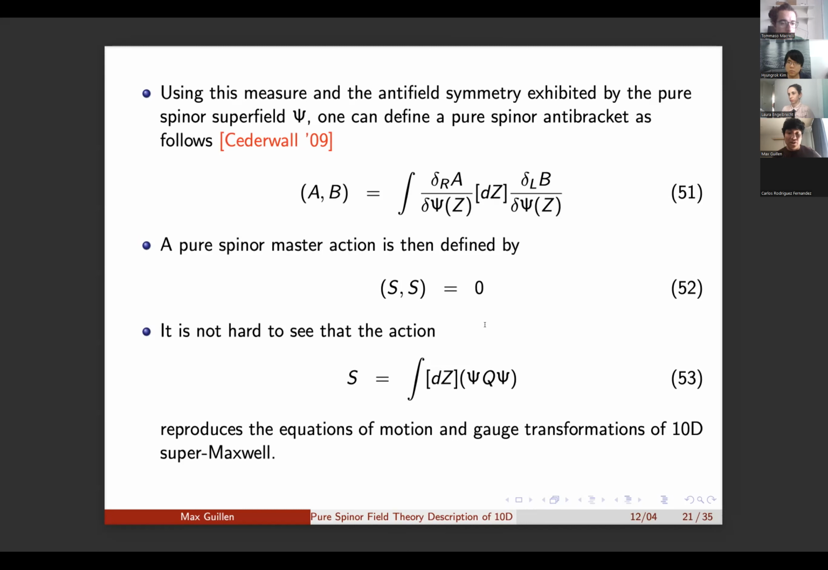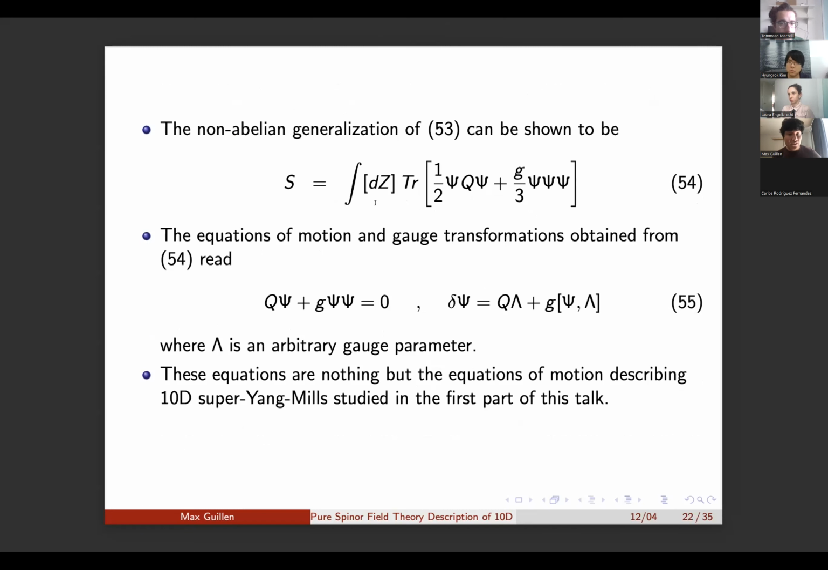So again, we require that the master action should satisfy the master equation, and we find that the non-abelian generalization, or the simplest one, which doesn't contain explicitly non-minimal variables, is given by equation 54. When we compute the equation of motion and gauge transformation of this action, we find this equation here, 55. When we expand this in terms of pure spinors, we find that these are the same equations of motion and gauge transformation that we found in the superspace description of 10-dimensional super Yang-Mills. Okay, so this is the action for super Yang-Mills in the pure spinor superspace. So in the superspace containing x, theta, and lambda.